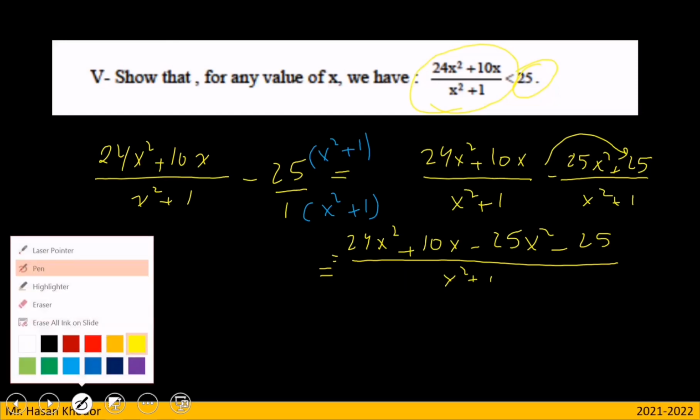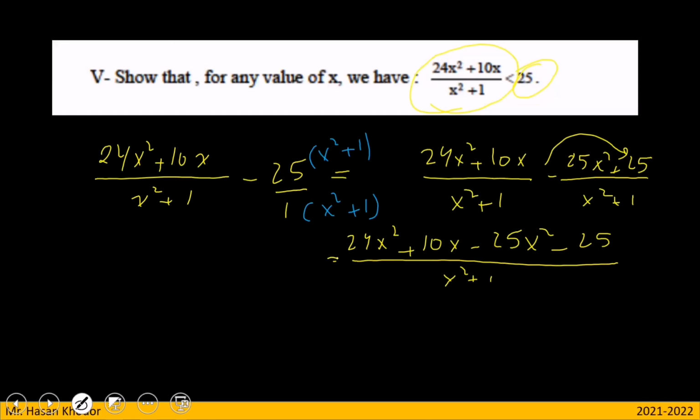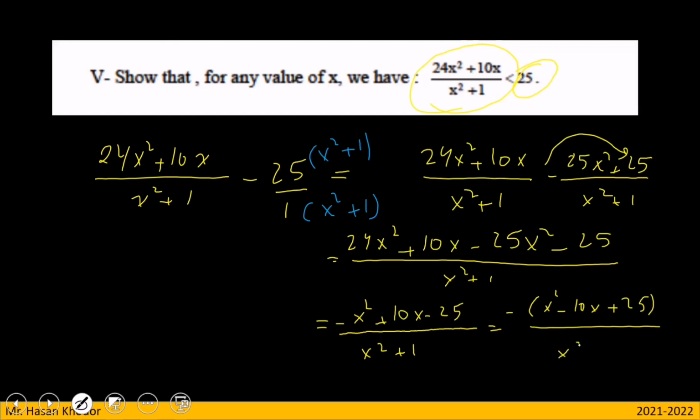We should write the equal sign along with the dash. Now what do we get? Minus x squared plus 10x minus 25 divided by x squared plus 1. As you see the numerator, ladies and gentlemen, you have to take minus in common. You get x squared minus 10x plus 25 over x squared plus 1.